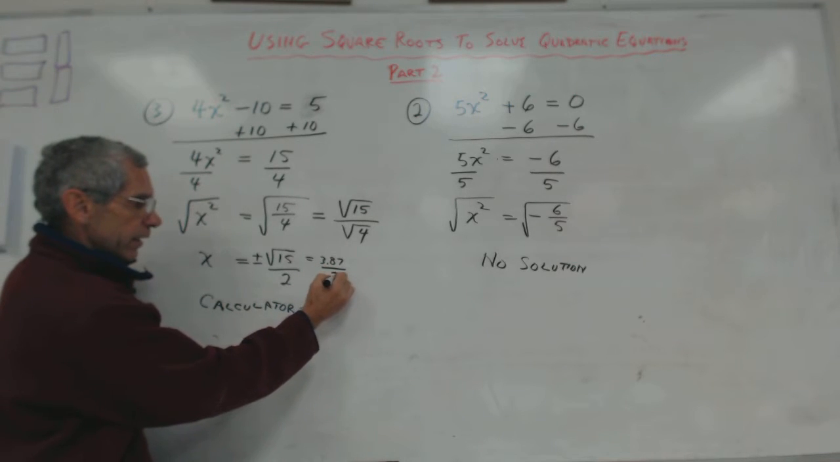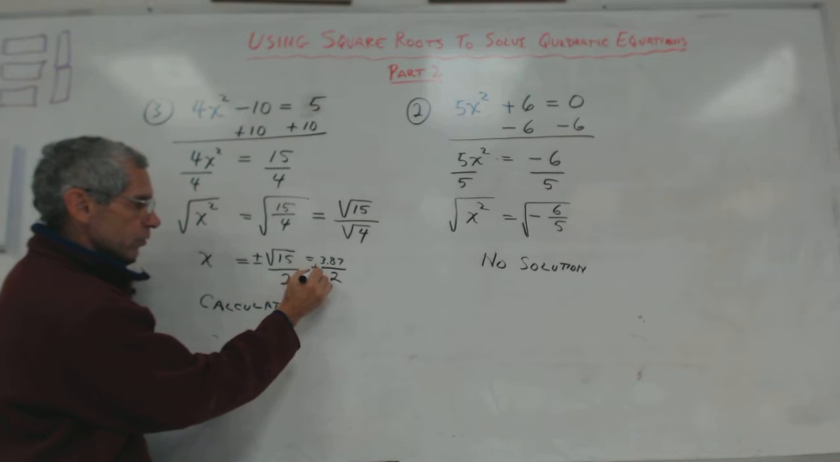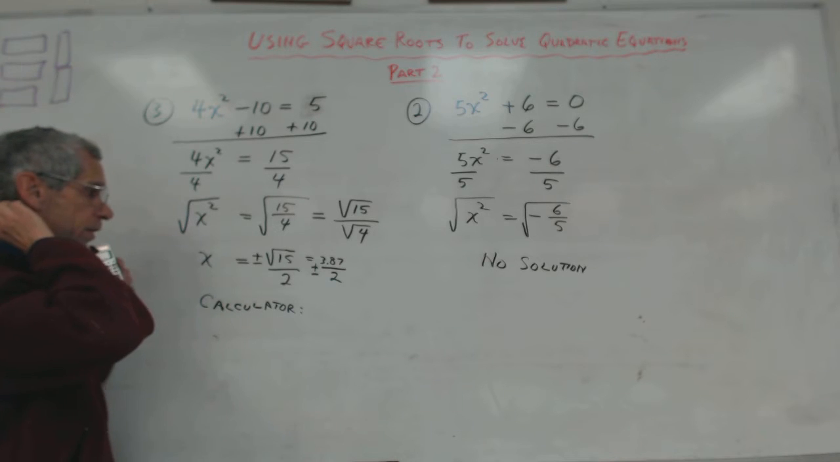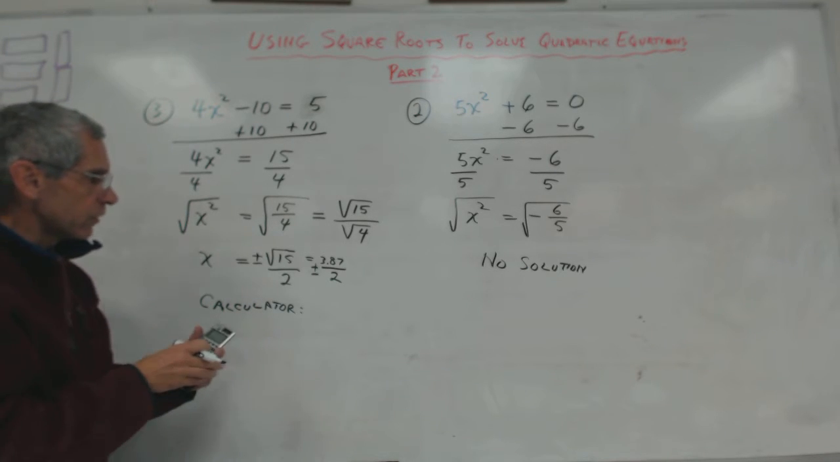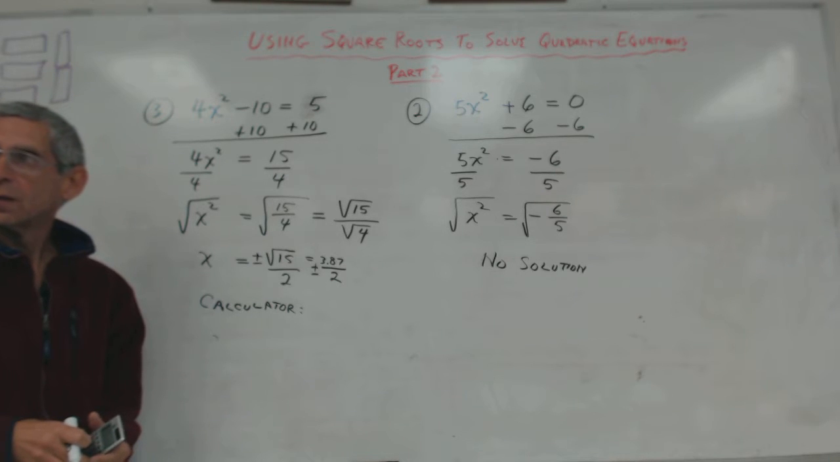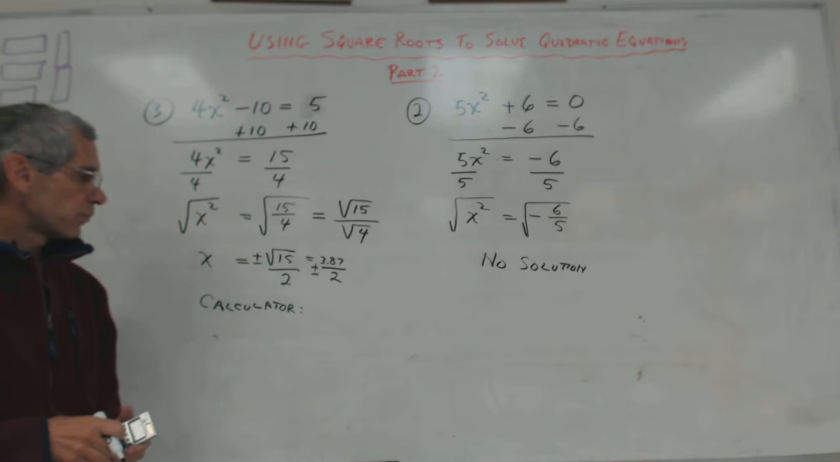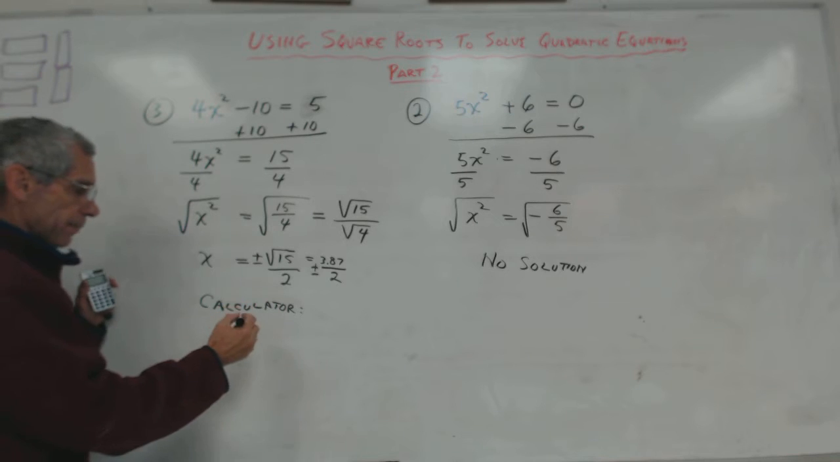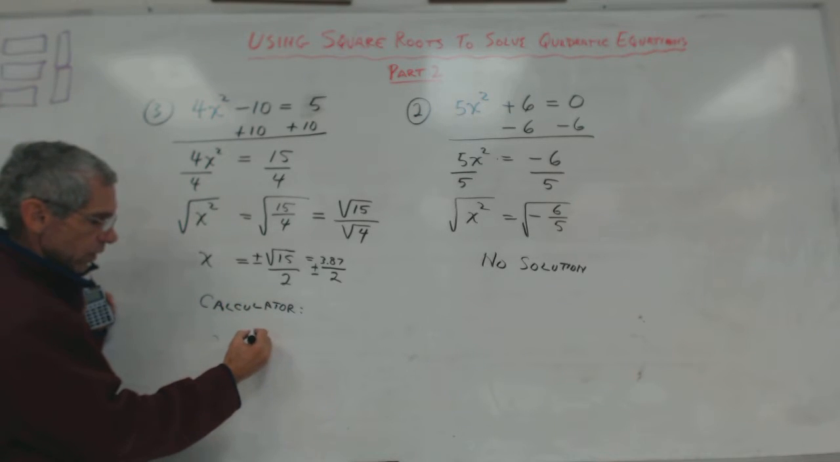I'm going to just erase that 2. 3.87 divided by 2, and it's plus or minus, right? Okay, so that's what my calculator says. So now I need to figure out what is 3.87 divided by 2. Is that what you want us to do? Yeah, go ahead. Right? So x is 1.91.